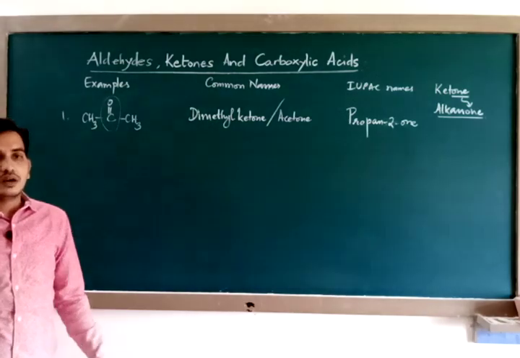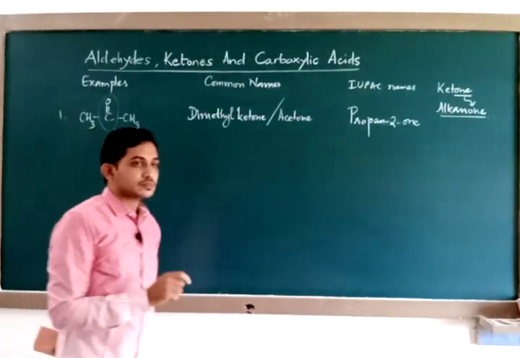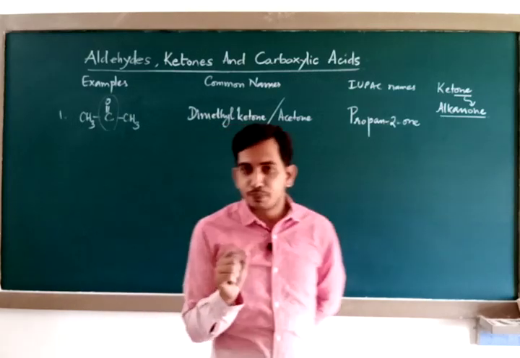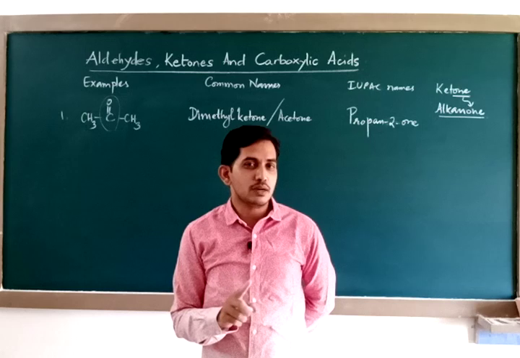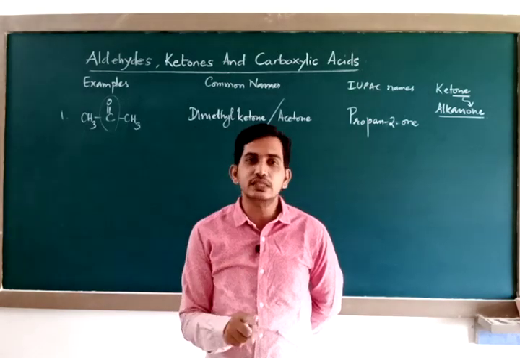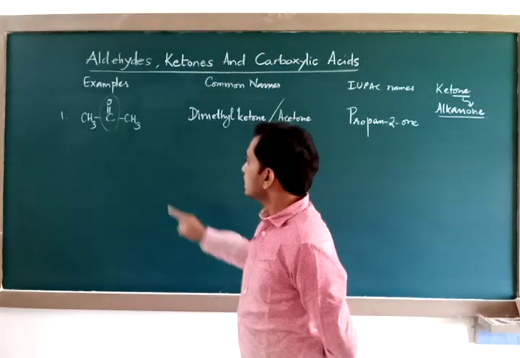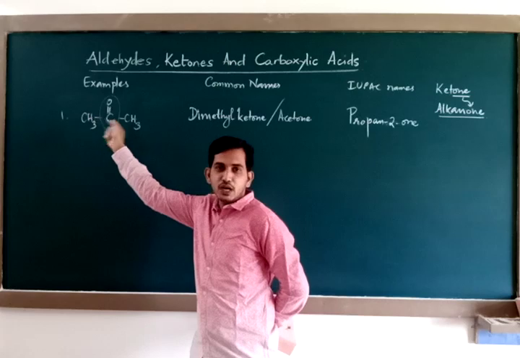Now, if there are cyclic ketones, then the numbering should begin from the ketone group only. Always, the ketone group is not numbered 1. The chain is numbered in such a way that the ketone group gets the least number. See, ketone is not a terminal functional group. It appears in the middle of the chain.